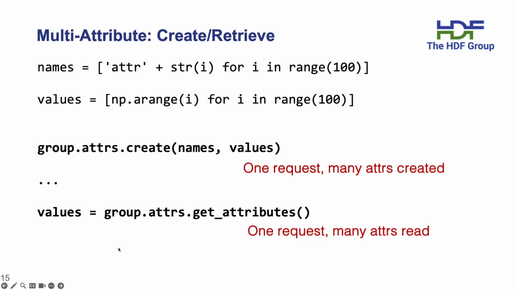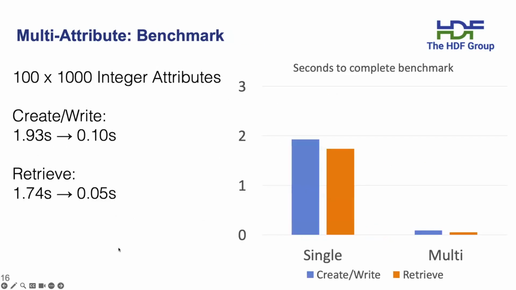It's going to be information, not just the metadata, but the actual values, the data associated with those attributes. Now, in one request, you can read all these attributes. So again, how much does this matter? And the answer is, depending on use case, potentially a lot.